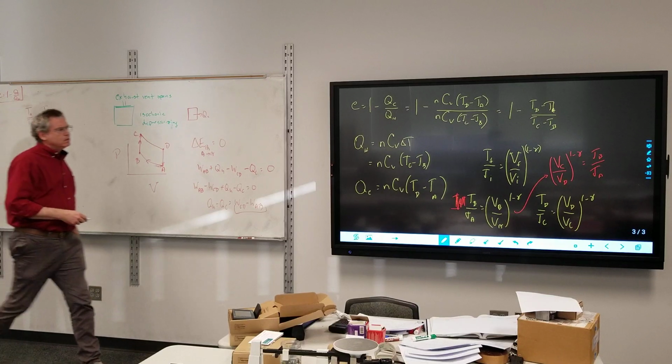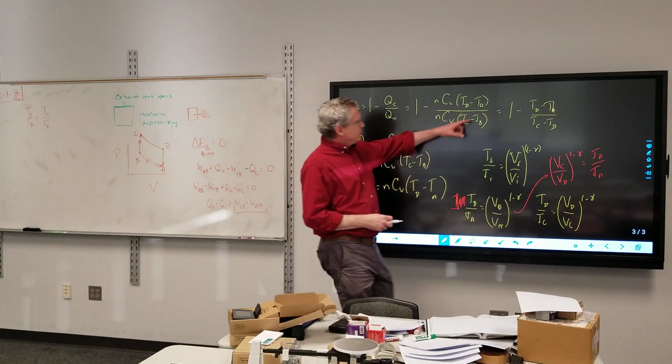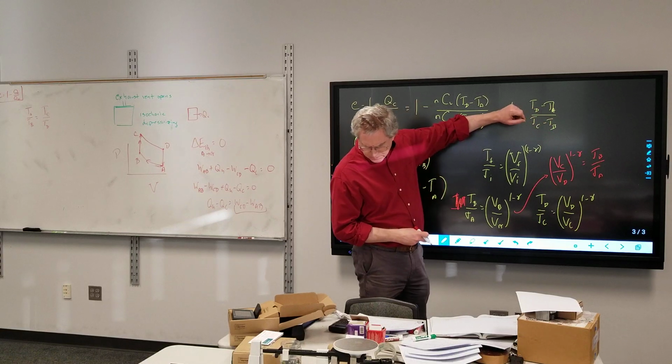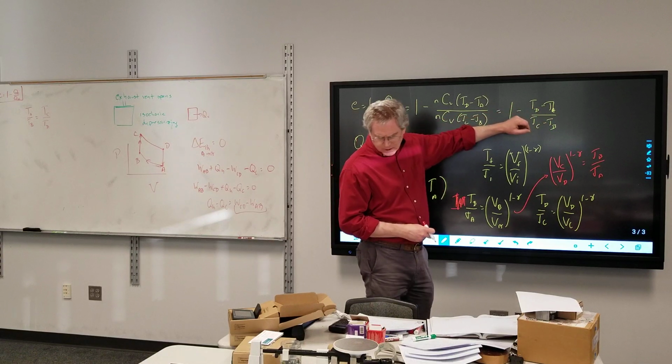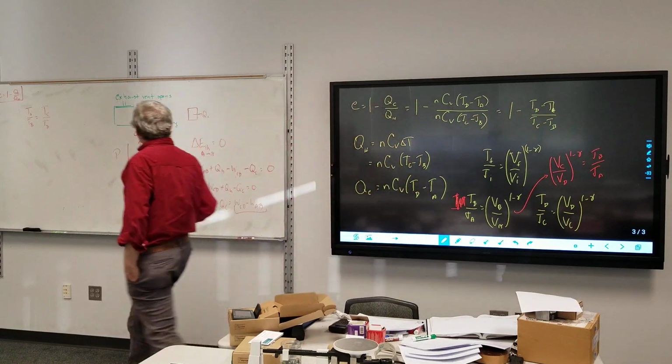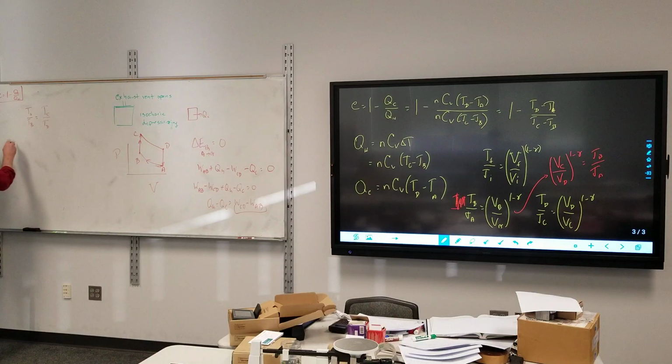And so I have TD minus TA, and I want to get stuff in terms of C and B. So 1 minus TD minus TA over TC minus TB.